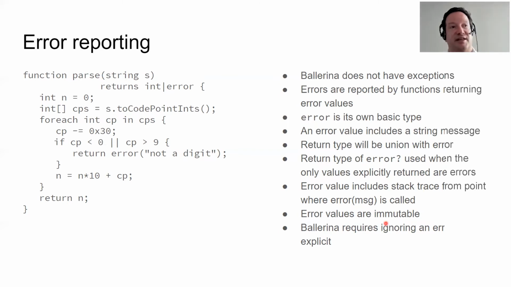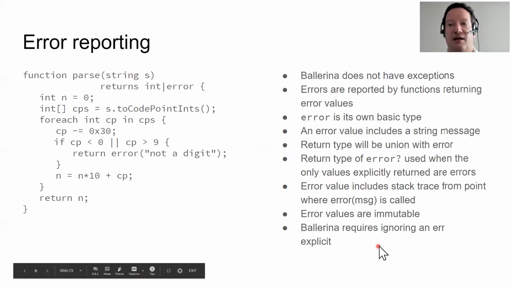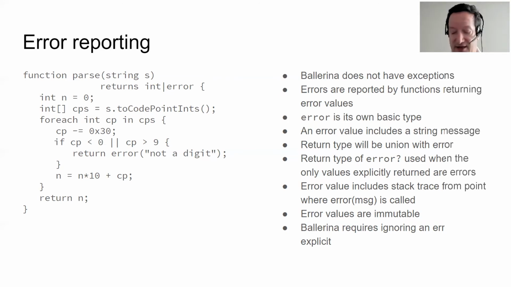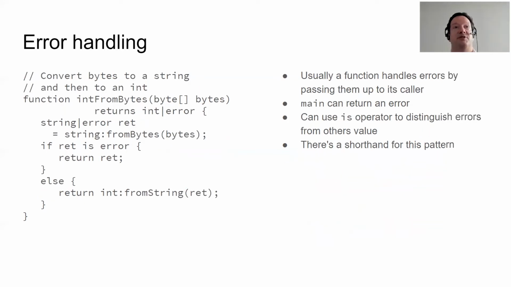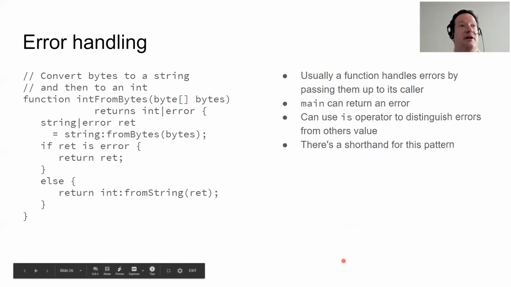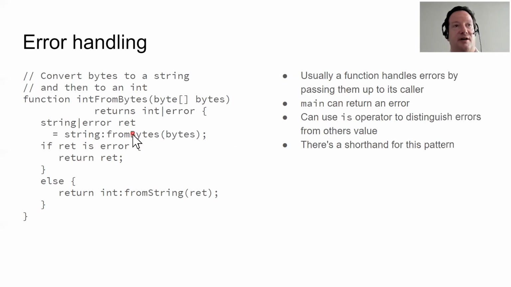Typically the thing to do with errors is you return them back to someone who knows how to handle them. I've said here that Ballerina requires you to not ignore an error. I'm going to talk a little bit more about that later on. So how do you handle an error? Typically, you call a function that may return an error, we use is to see if it's an error, and then we use the usual control flow. We use if.